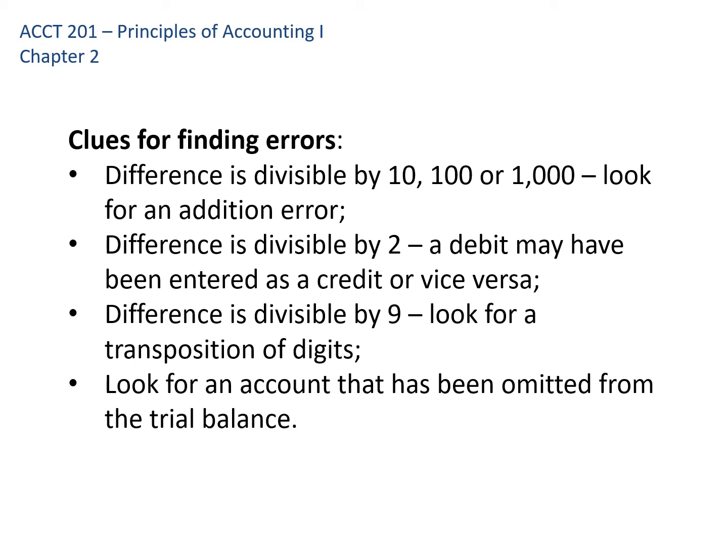Here's one that's kind of neat. If the difference between the two is divisible by 9, like say the difference is 45 or 630 or 18, something like that, then most likely you've transposed 2 digits. So you can quickly compare your numbers and see where you may have transposed figures. And then you could look for an account balance that's been omitted completely. It may be that the difference between the two is an account that you forgot to transfer.